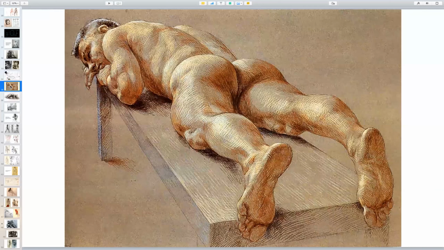We will also learn foreshortening, which is the optical effect that we get when we're looking at a figure that's receding into the distance. There are some optical illusions that we need to learn how to measure when we're drawing a figure in this respect.